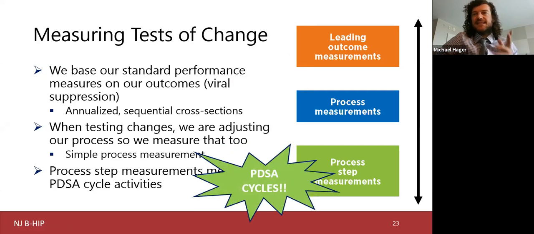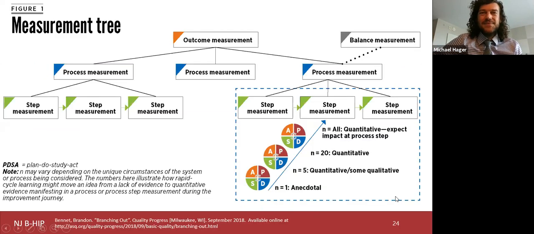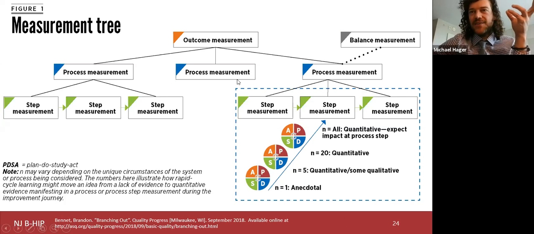So the PDSA cycles is where we see our process step measures. That's where they live. This document is from the American Society for Quality within their periodical, which is called Quality Progress. They had an article called Branching Out, and this diagram is drawn out from Branching Out. And Lori was just showing the periodical itself.